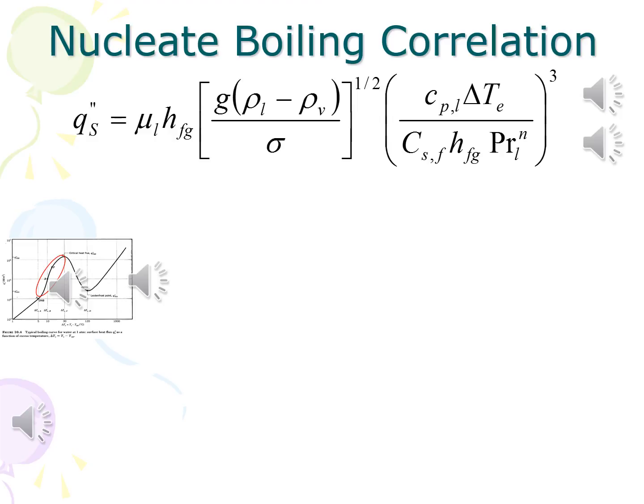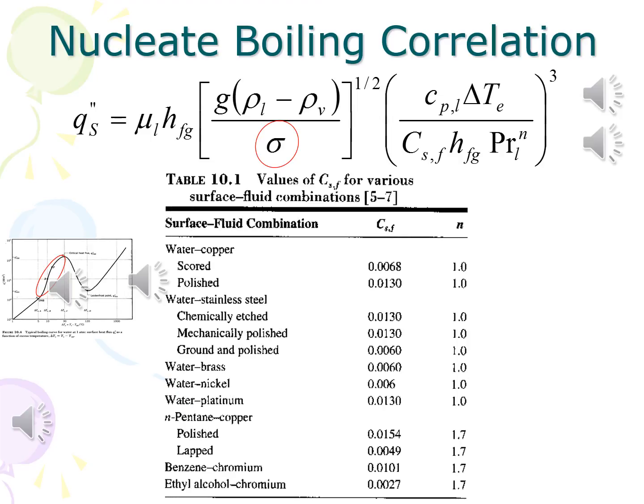In this case, you can use the nucleate boiling correlation shown on this slide here. In the equation, sigma is the surface tension of the boiling fluid, and not the Stefan-Boltzmann constant. Also, in the equation, C, S, F, and N are obtained from table 10.1 for the appropriate surface fluid combination. Q double dash can be calculated directly without using Newton's law of cooling.